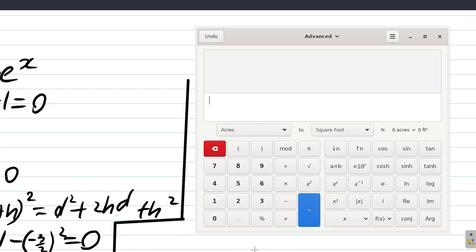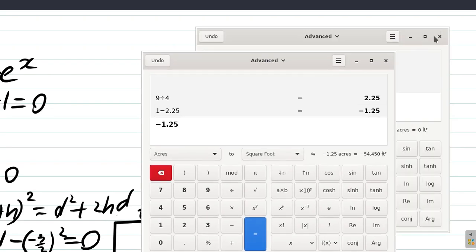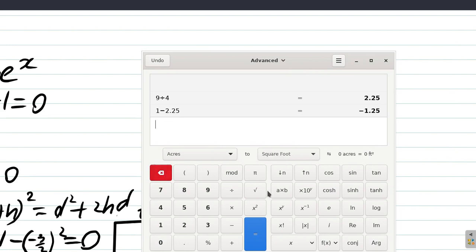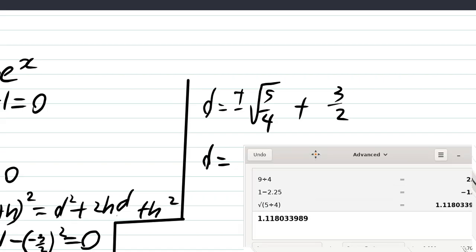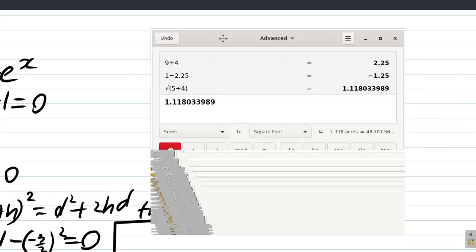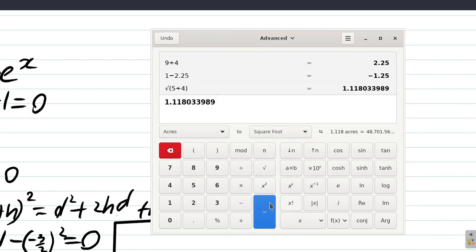Alright, this is the square root of open bracket 5 divided by 4 close bracket equal. This positive square root plus 3 over 2. So we say this plus 3 divided by 2. I'm just using brackets to make sure everything is alright. 2.618.